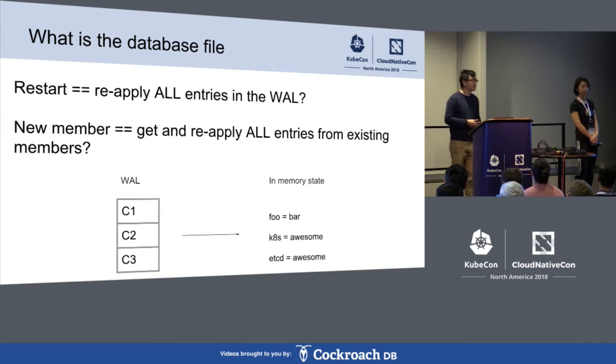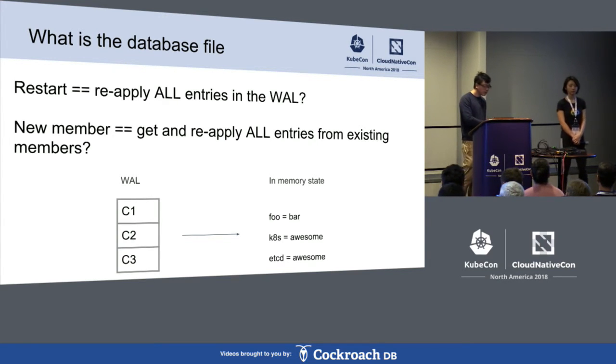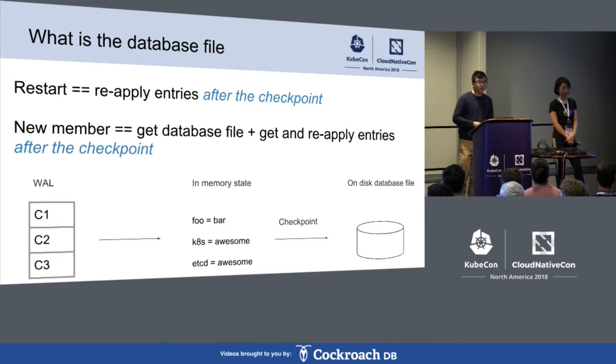Also, when a new member joins the cluster, it needs to get all the entries from existing members and reapply them. That will also take a long time, right? So that's why we introduced the database file. The database file contains a checkpoint. Periodically, etcd checkpoints its in-memory state onto disk. So when a member restarts, it only needs to replay the entries from that checkpoint.